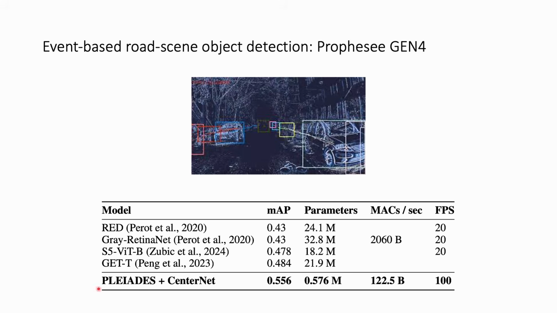And here you see Pleiades outperforms the nearest competitor by quite a bit, with significantly fewer parameters and significantly fewer MACs per second, and also with a much higher FPS. And this is actually configurable, so this can be as high as you want.